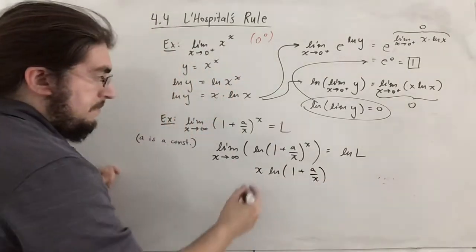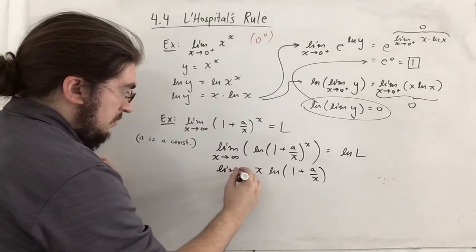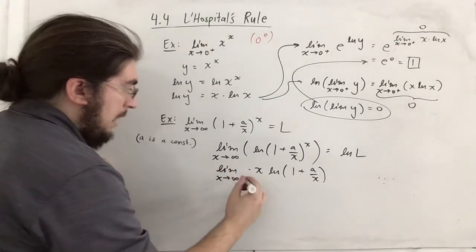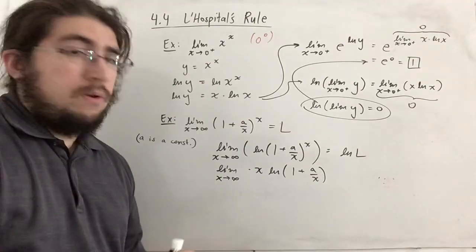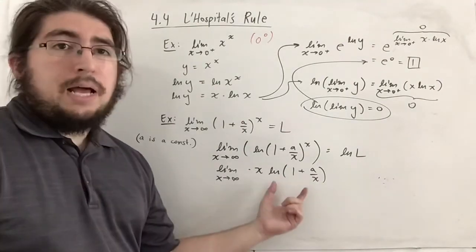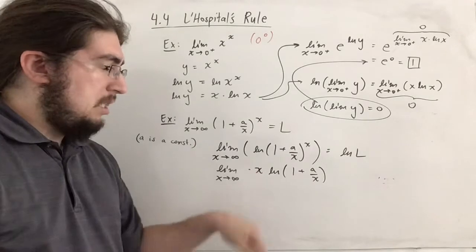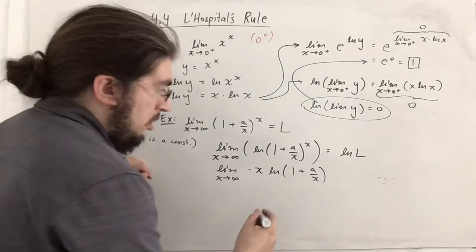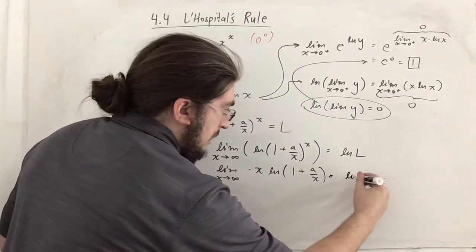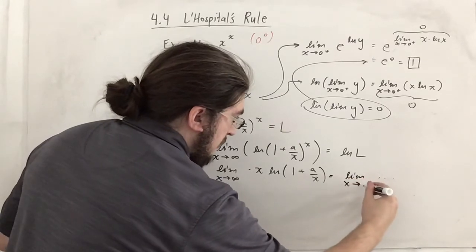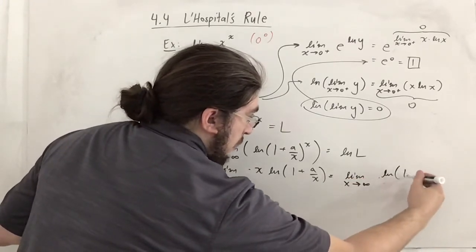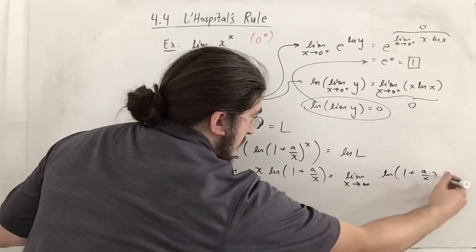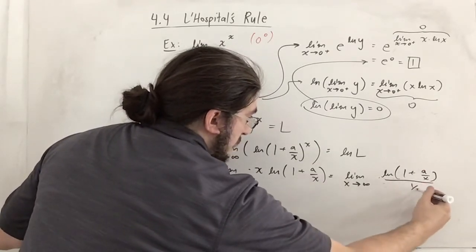Okay, great. And now we have the limit as x goes to infinity of that. And now again, we want to apply L'Hopital's rule, so I want to write this as a fraction. And recall that the way we did it before is we kept ln on top and we moved this x to the bottom as 1 over x. So if you do that, then this would be the limit as x goes to infinity of, let's see if this works. So it's going to be ln of 1 plus a over x over 1 over x.